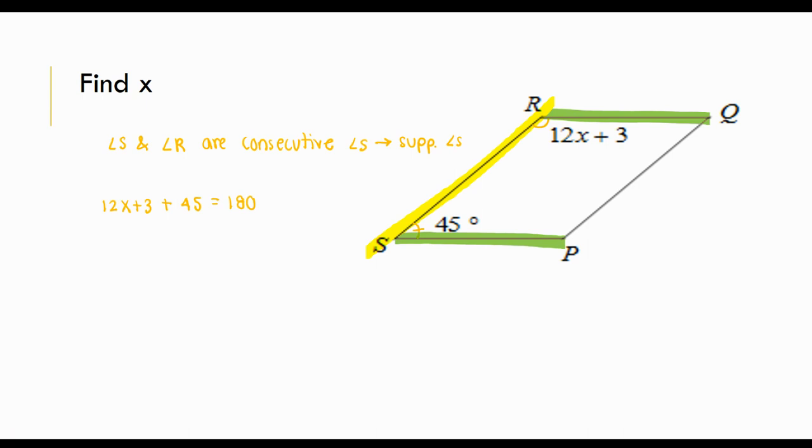So now let's go ahead and combine like terms. So I'm going to add the 3 and the 45 together to give me 48. I'm going to subtract 48 from both sides. So 180 minus 48 is going to give me 132. I'll divide both sides by 12, and that gives me my value of x to be 11. And that's all this problem was asking for, so we're done.